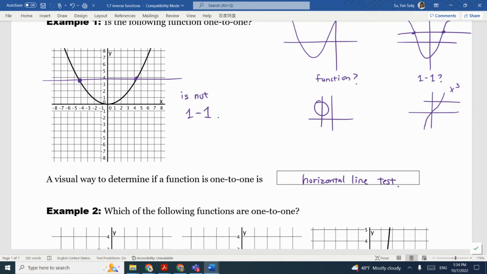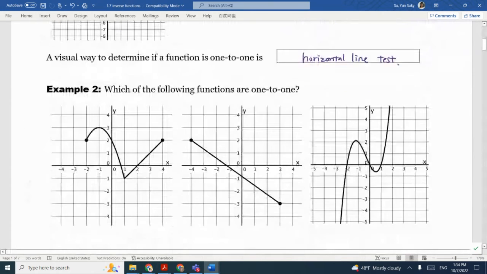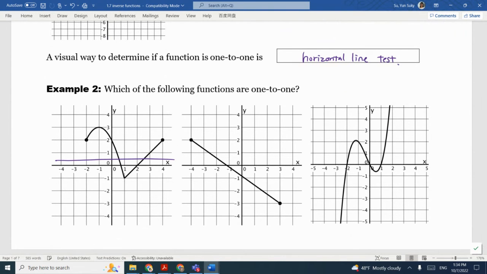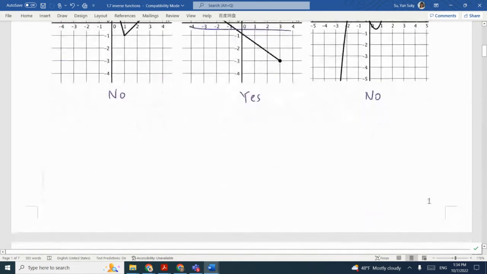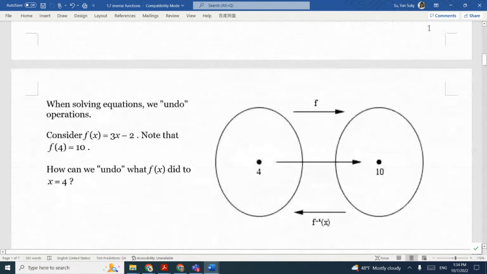Yes, so we talked about those before. Okay, are those functions 1-to-1? Is this 1-to-1? No. Is this 1-to-1? Yes. Is this 1-to-1? No. Easy. Yeah, everybody? Okay, very good.